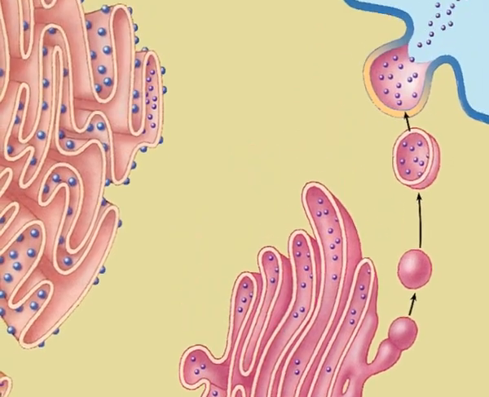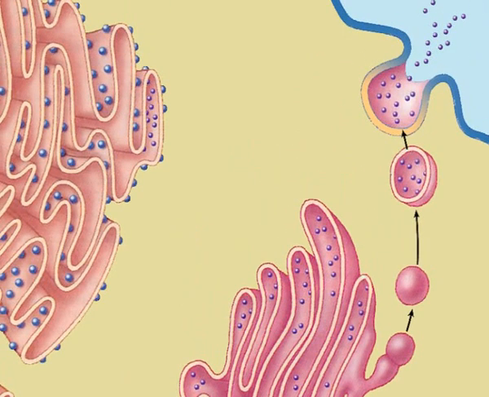A number of proteins synthesized by ribosomes present on the endoplasmic reticulum are modified in the cisternae of the Golgi apparatus before they are released from its trans phase.